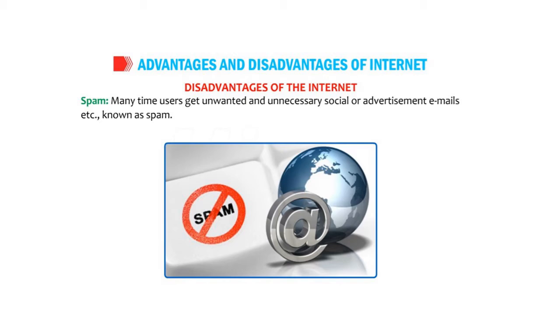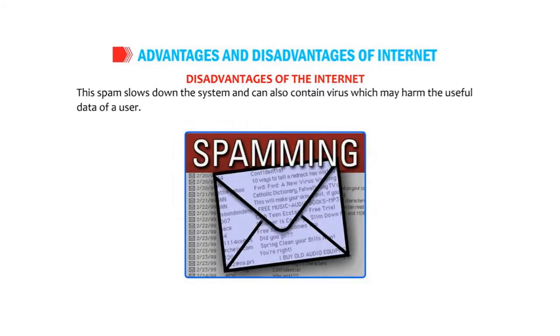Many times users get unwanted and unnecessary social or advertisement emails known as spam. Spam slows down the system and can also contain viruses which may harm useful data of the user.